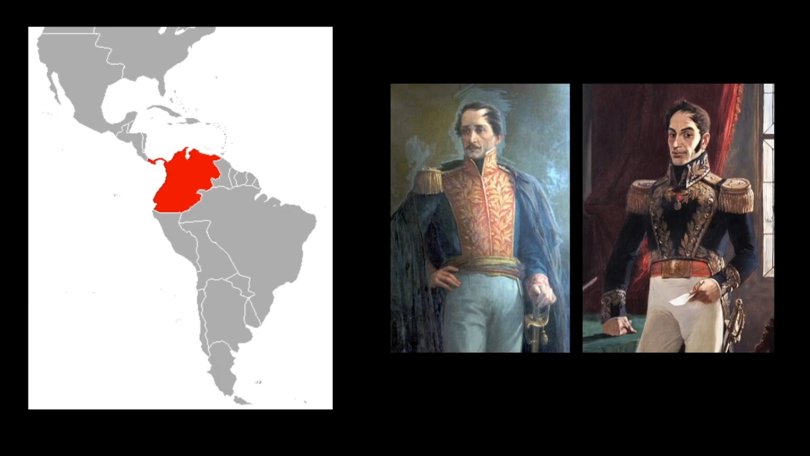Meanwhile, Ecuador and Venezuela are going to break free from Gran Colombia, and Simón Bolívar will finally resign his office in frustration in 1830, just a couple months before his death.